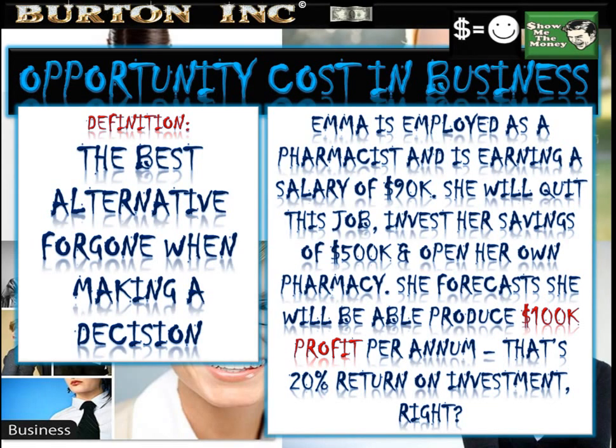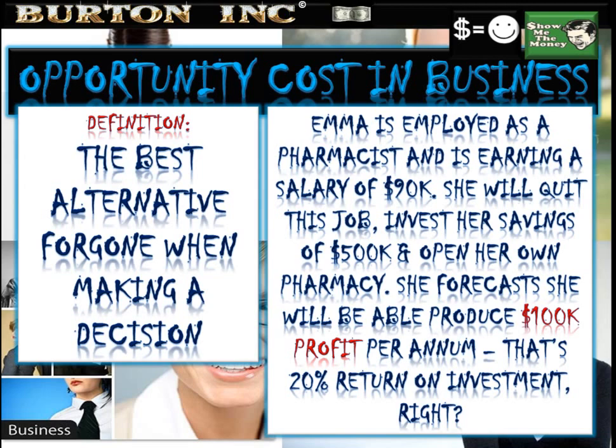And if we take that $500,000, that $500,000 is earning $100,000 in profit, we can say that's a 20% return on investment, right? Well, not really. Sure, if it was only the $500,000 that was generating that $100,000 in profit, then that would definitely be a 20% return on her investment. But the opportunity cost is being ignored.